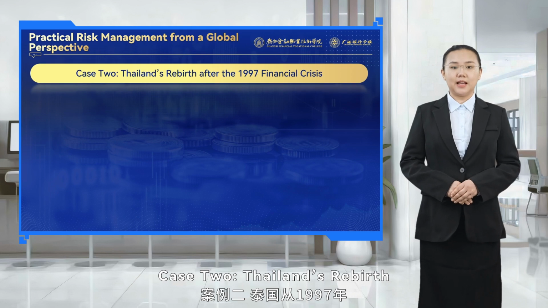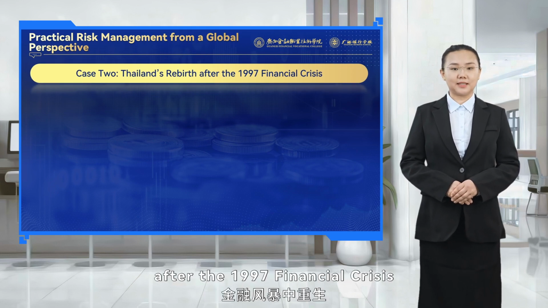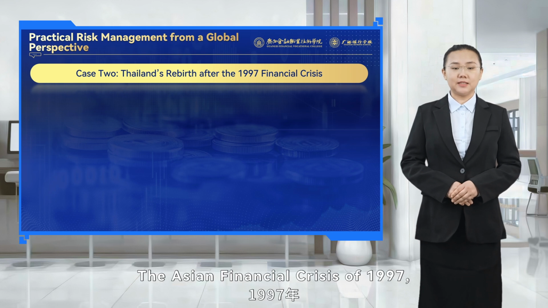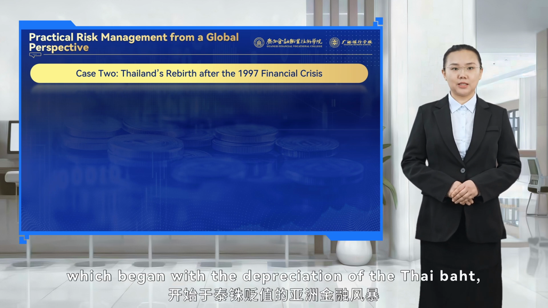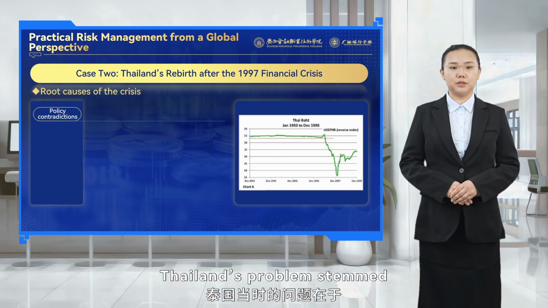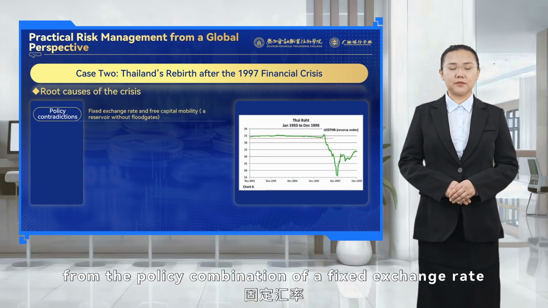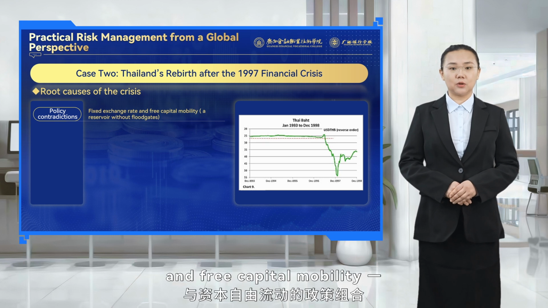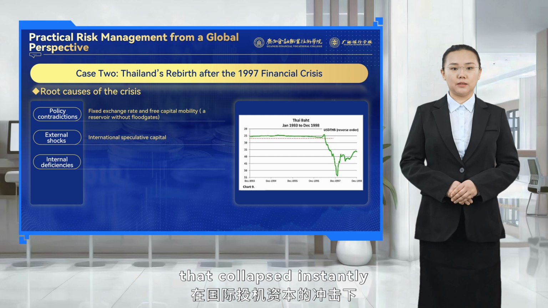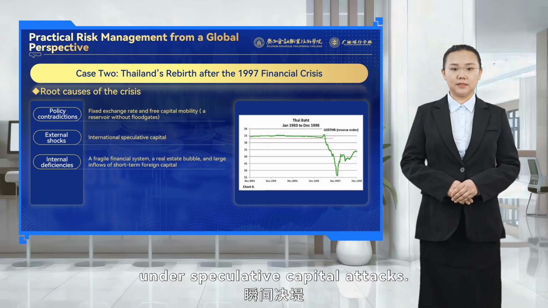Case 2. Thailand's rebirth after the 1997 financial crisis. The Asian financial crisis of 1997, which began with the depreciation of the Thai baht, stands as a painful lesson in financial risk management failure. Thailand's problems stemmed from the policy combination of a fixed exchange rate and free capital mobility, like a reservoir without floodgates that collapsed instantly under speculative capital attacks.